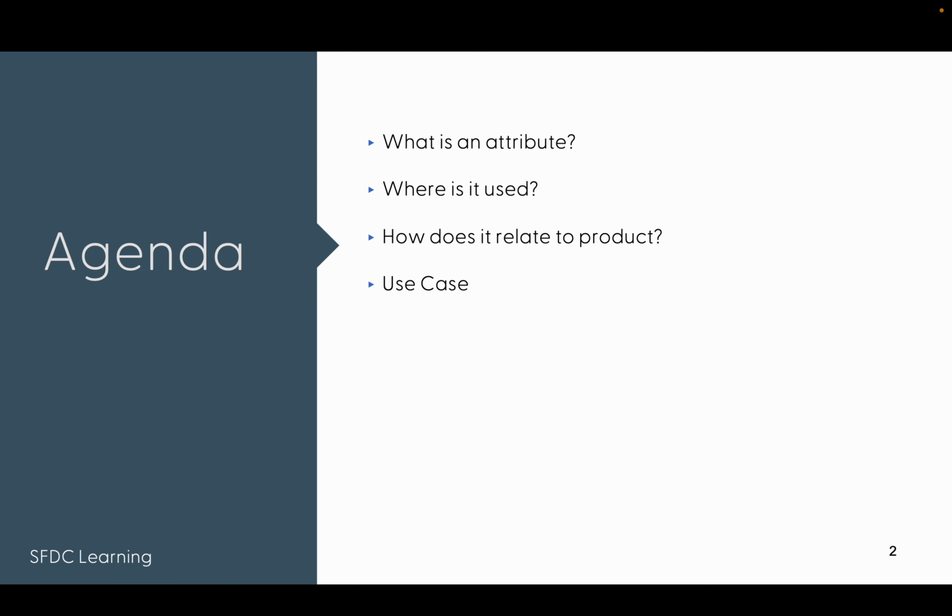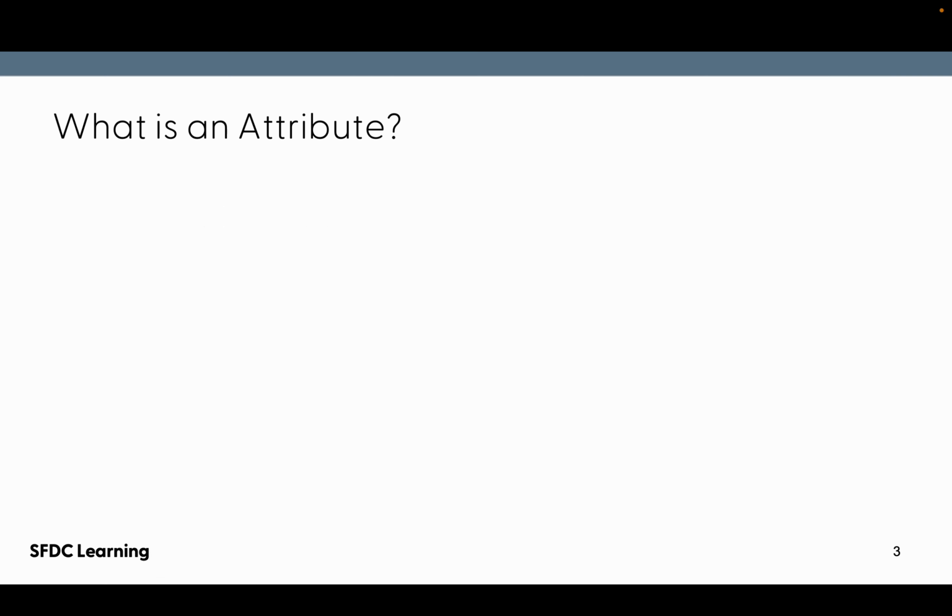So here is the agenda. First of all, we are going to see what an attribute is, then where it is used, then how it relates to product. We'll see a use case as well, and then we'll review the configuration of that particular use case.